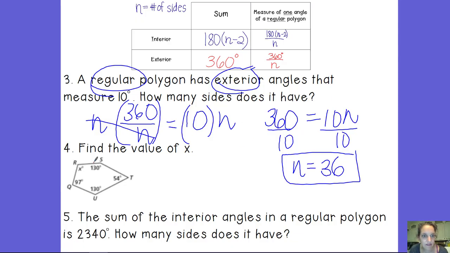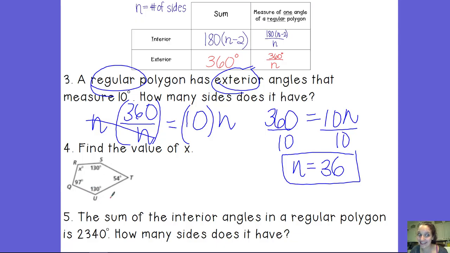Okay, number 4. Find the value of x. There are no words. So it's like, cool, you told me to use keywords, and all I have is this dumb picture. We want to think, are these interior angles or exterior angles? They are interior angles. Then we want to think, is this polygon regular? One of its angles is 97 degrees, another is 130 degrees. Those are not the same. These are all different. This is not a regular polygon.